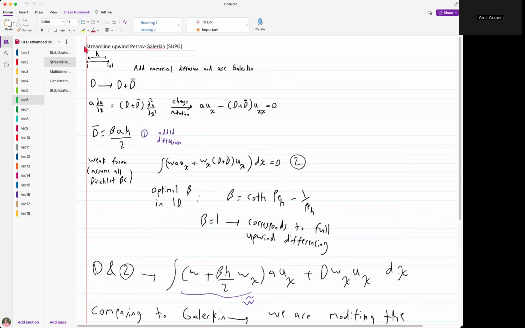So this is the so-called Streamline Upwind Petrov-Galerkin, the SUPG method, which is a very popular approach for doing finite element for convection-dominated fluid flow problems. This was first introduced in the 80s by Tom Hughes, and really it was around that time when finite elements started to become popular for fluid mechanics.